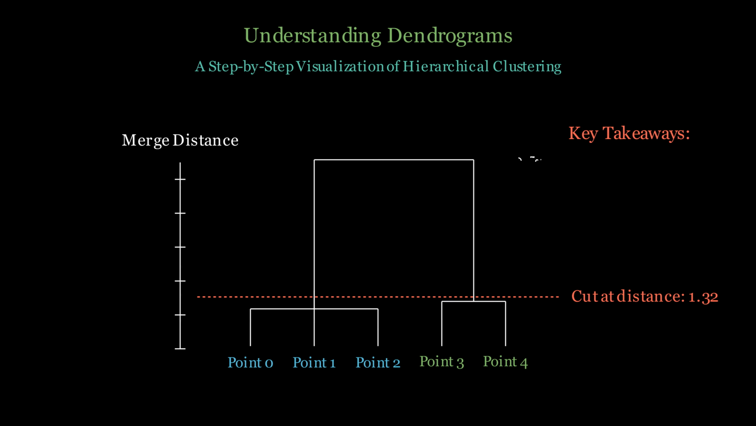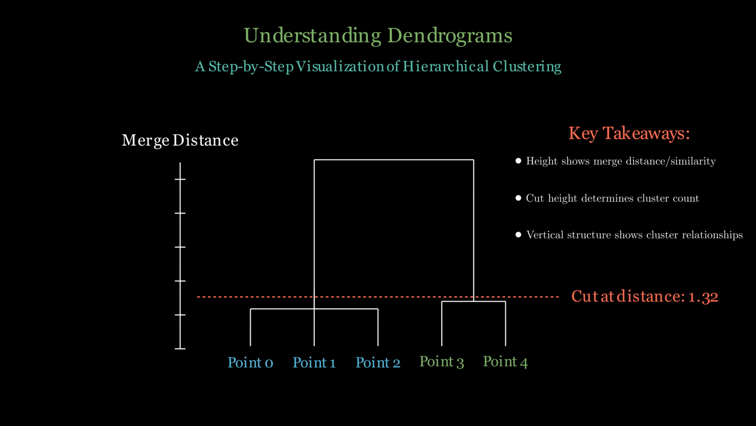To summarize, the dendrogram height shows cluster similarity. The cut level determines how many clusters we get, and the vertical structure reveals relationships between clusters. Dendrograms are powerful because they show the complete clustering hierarchy, letting us choose the most meaningful grouping for our analysis.